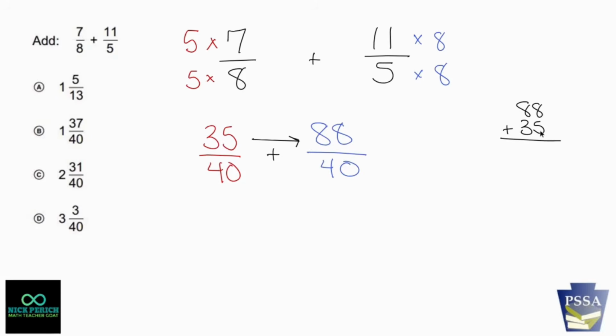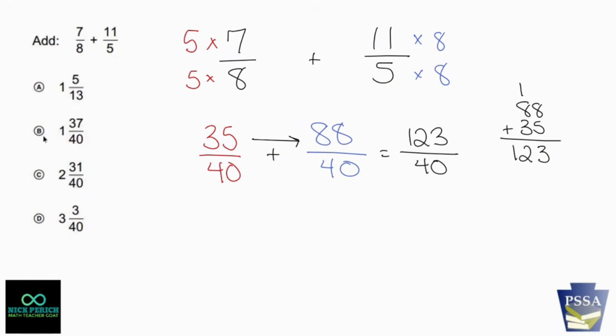So 8 plus 5 is 13. Write out your 3, carry the 1. 1 plus 8 is 9. 9 plus 3 is 12, so you end up with 123. So this becomes 123, and when you add fractions of the same denominator, you keep the denominator the way it is.